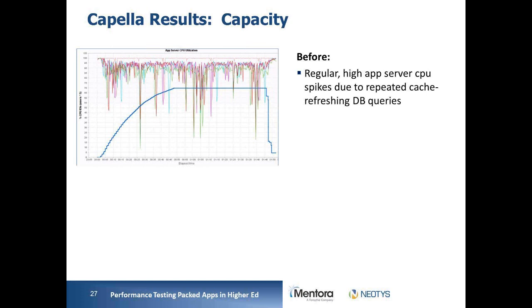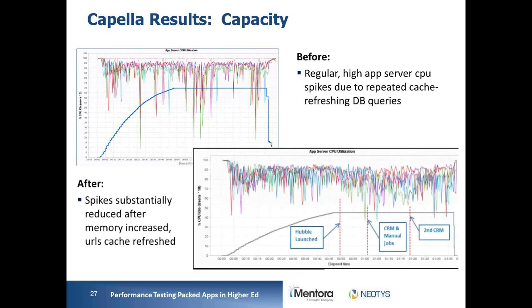By looking more deeply in association with the Capella technical teams, we were able to identify some repeated cache refreshing database queries that seemed to be soaking up a lot of resources. Once we fixed that problem, those spikes were reduced substantially.